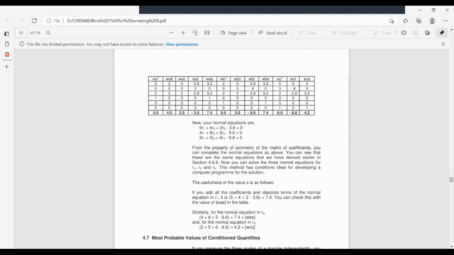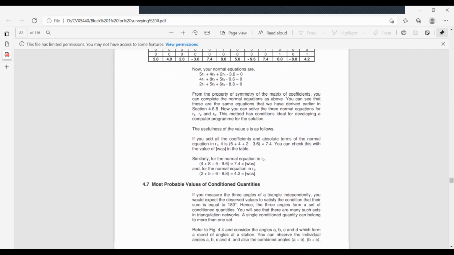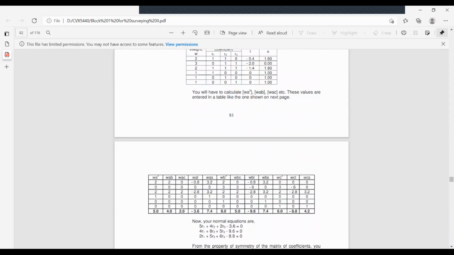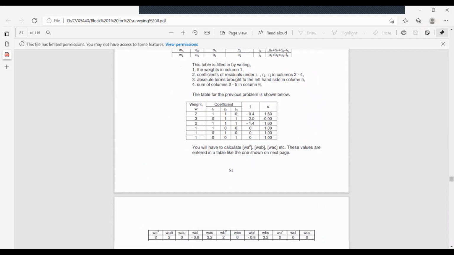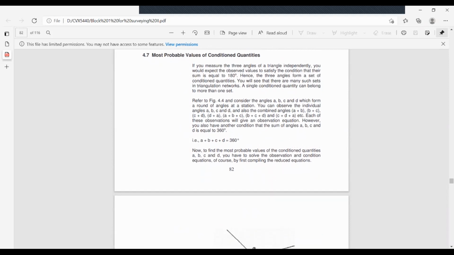That is how we normally get the normal equations when it is too complex to solve, right? So you can simply write a computer program for a large number of equations to solve, right? You don't have to worry about it, right?